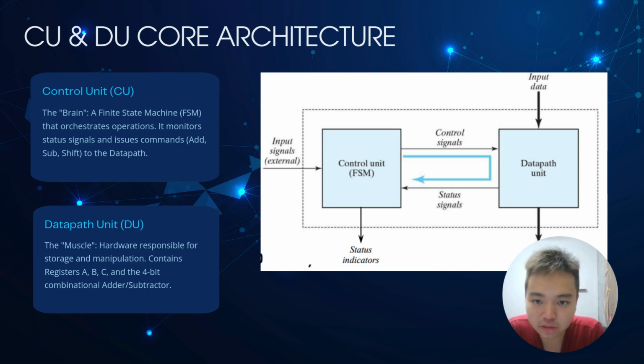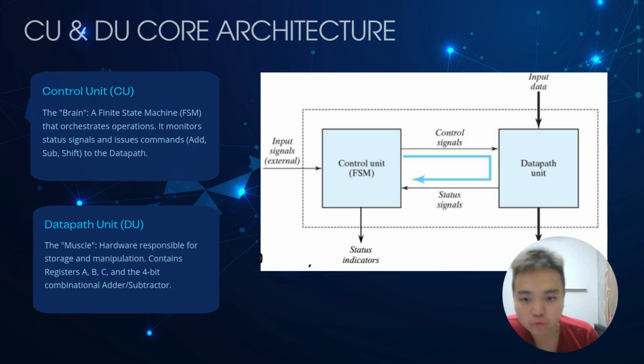So what is CU and DU? In this part, we are using FSMD. FSMD includes the CU and DU inside the code. So what is a CU? The CU is the control unit. It's the brain of the FSM, and it monitors the status signals based on the commands add, shift, and so on. And the data path is the muscle, the hardware responsible for storage and manipulation. It contains the registers for A, B, C and the 4-bit combinational adder and subtractor inside it.